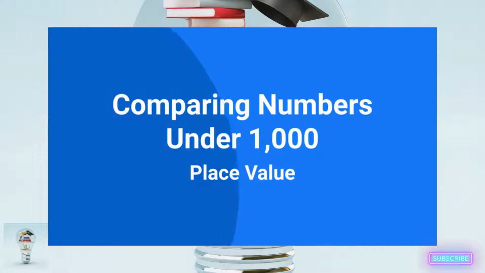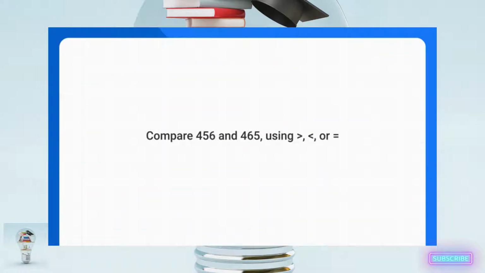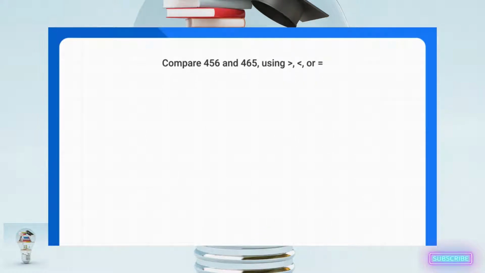Today, we're learning how to compare numbers. Let's compare 456 and 465 using the greater than, less than, or equal to symbol. Now, to stay organized, it can help to stack the numbers so they're on top of each other.